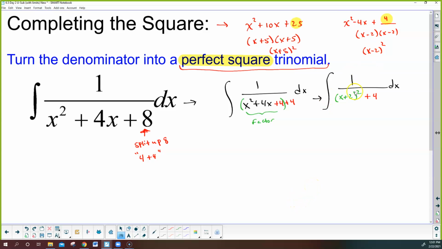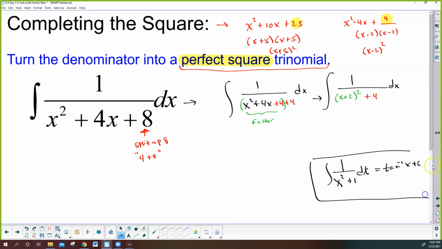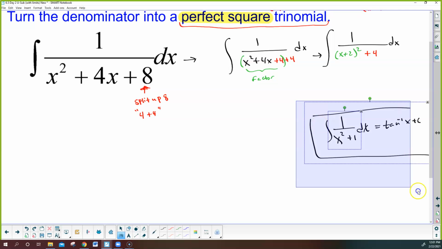Now, this is getting really close to something that, don't write this part, but if I had this, right, 1 over x squared plus 1, that was the inverse of tangent plus c, right? So we're getting to this fact that we talked about earlier. My question is, how do I get rid of that 4? That's the tricky part.